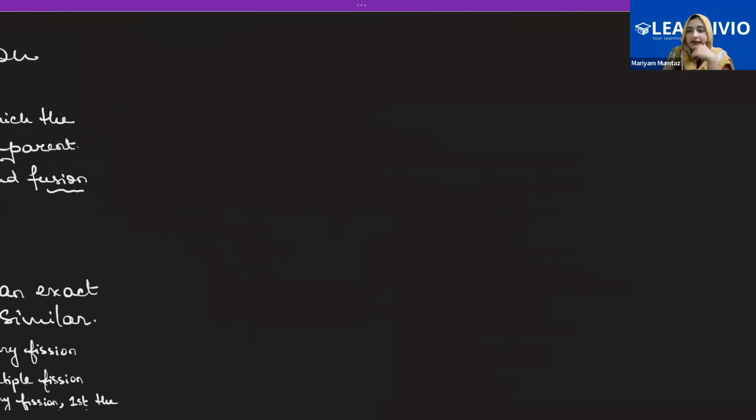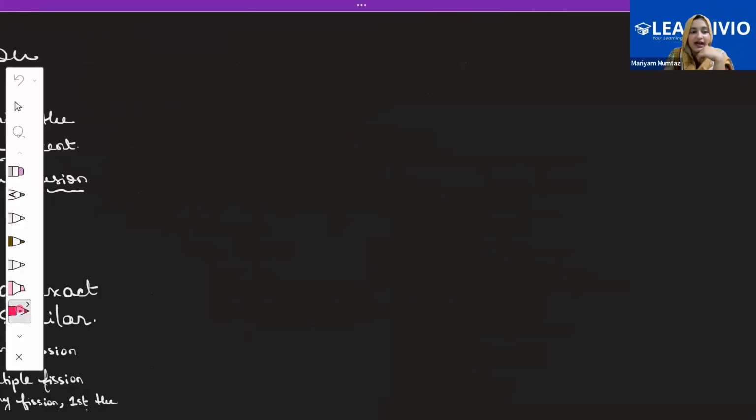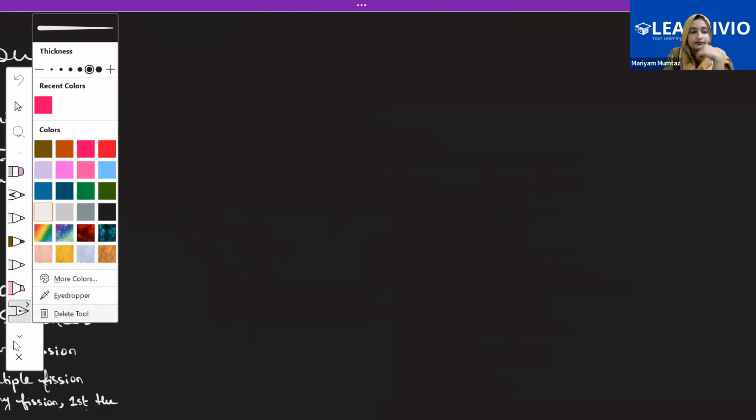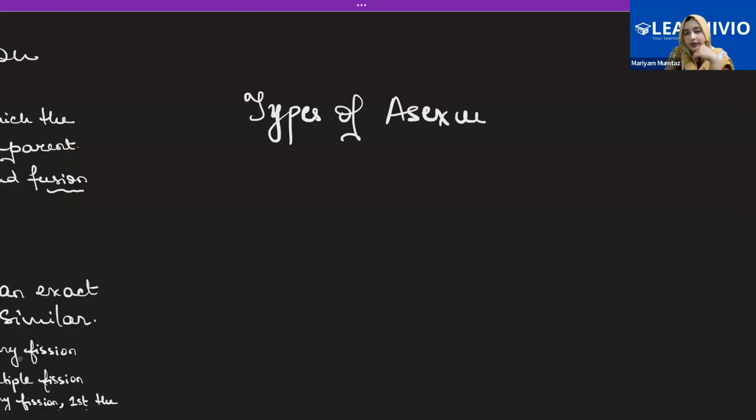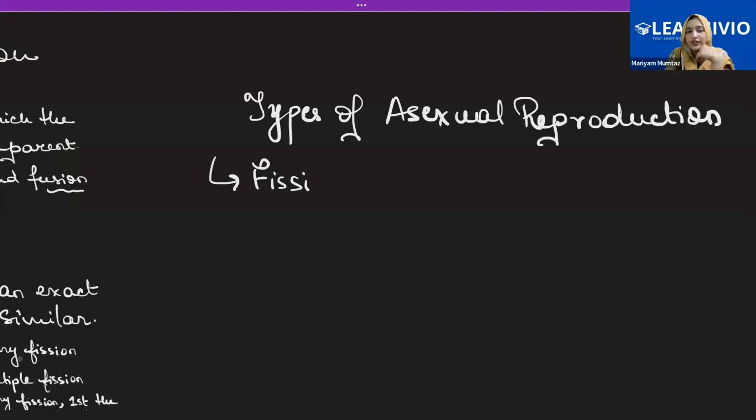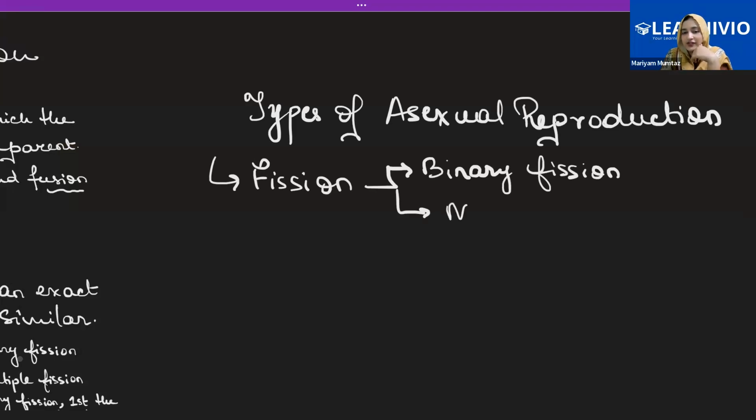Now, talking about the different types of asexual reproduction that we have in our syllabus. The first one that we have to study is fission, in which there are further two types: binary fission and then multiple fission. Two types of fissions are there, binary fission and multiple fission.